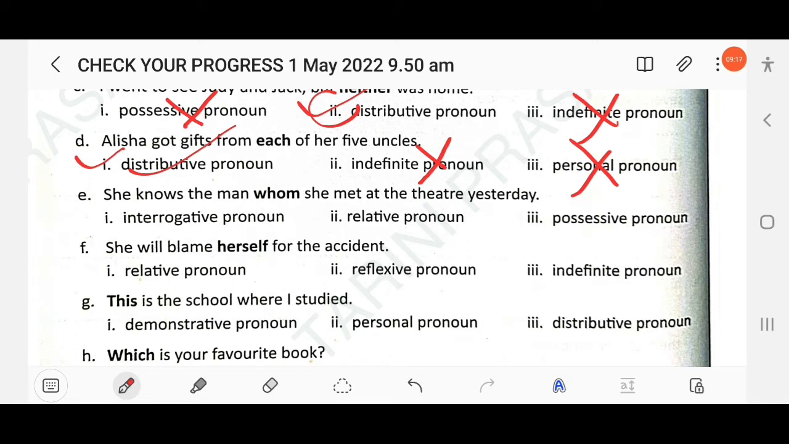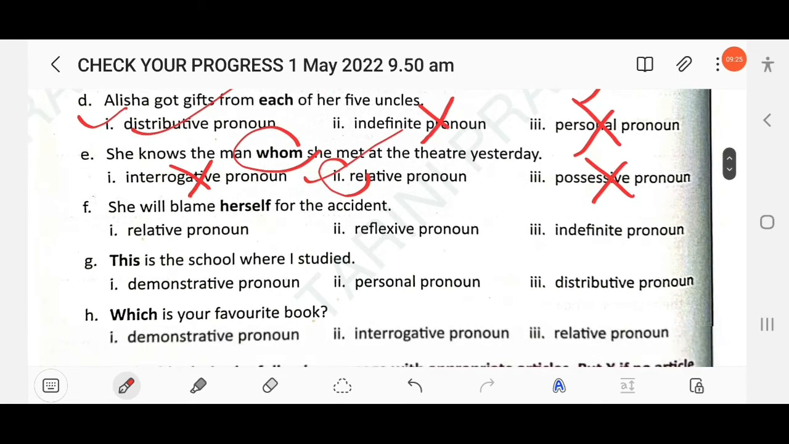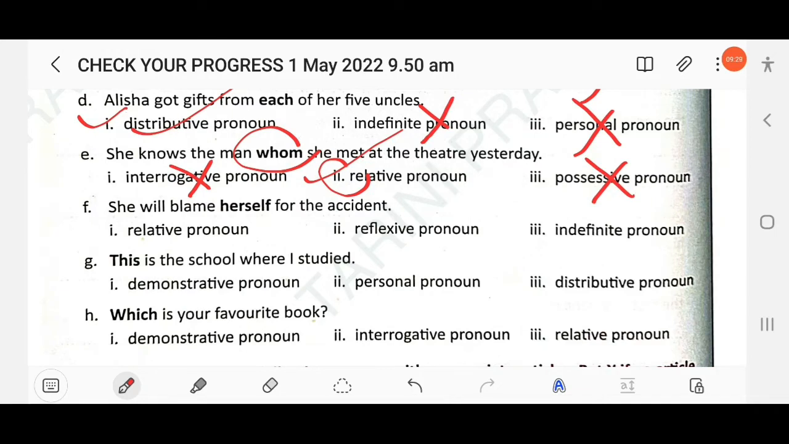So here you have to put a cross on interrogative and possessive pronoun. So here relative pronoun. Okay, just tick on the second one, relative pronoun. She will blame herself for the accident. So here herself, this is a reflexive pronoun. Okay, second one, and put a cross on relative and also indefinite.